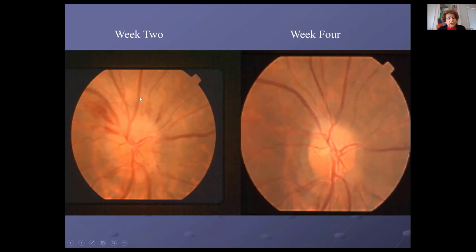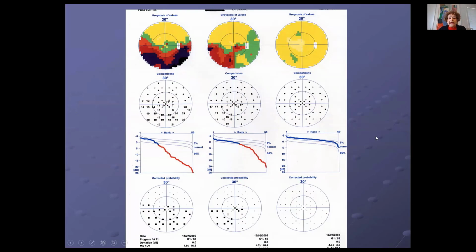At week two, you will see that some of these hemorrhages begin to resolve and you can now see more of the border of the disc. At week four, you can clearly see the disc is much more normal. There is a small amount of cupping, a sort of disc at risk, that we call this. We followed him also with his visual fields. What's interesting about him is that as his disc resolved, so did his visual field defect, which in this condition does not always occur.